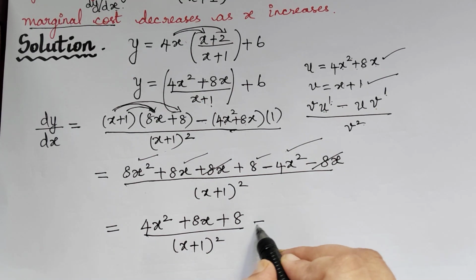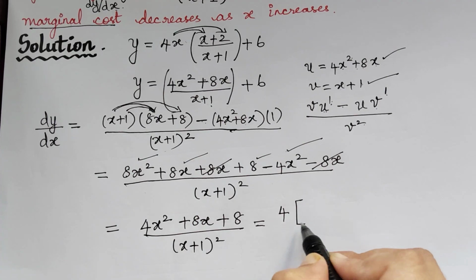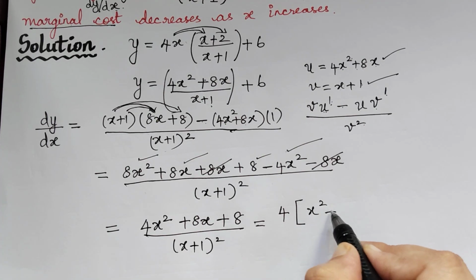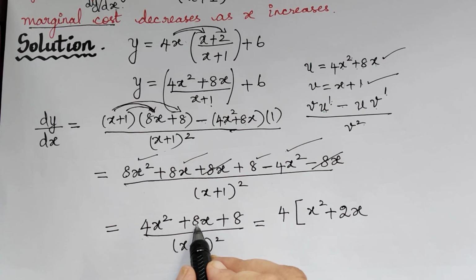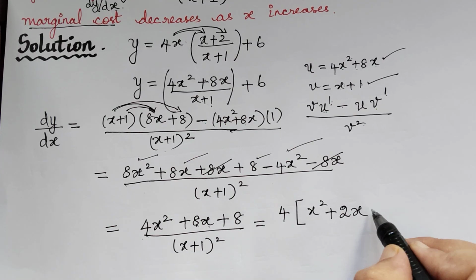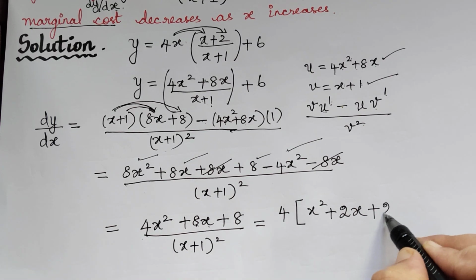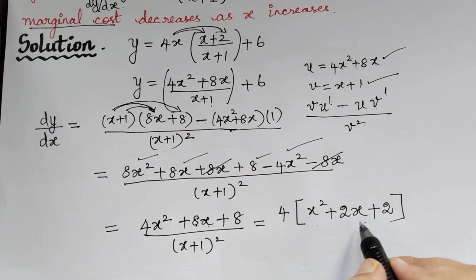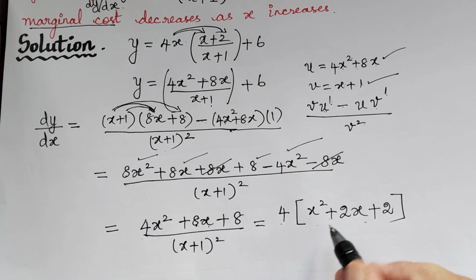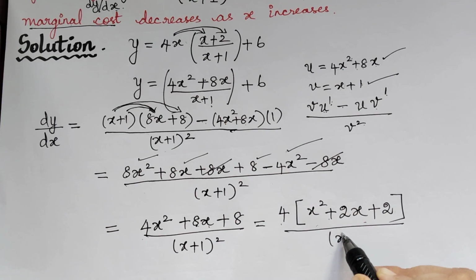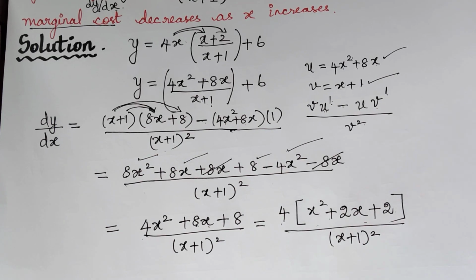Now from this 4 can be taken in common and we get x square plus 2x, because since we have taken 4 out, it will be 2 over here, 2x, plus again here also 2, because 4 twos are 8. So when we multiply this 4 within this term, we get back this. So divided by x plus 1 the whole square.